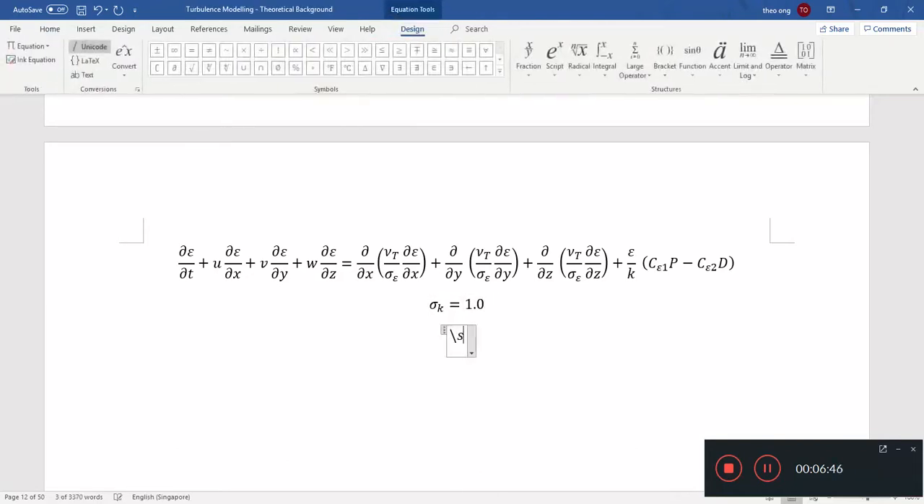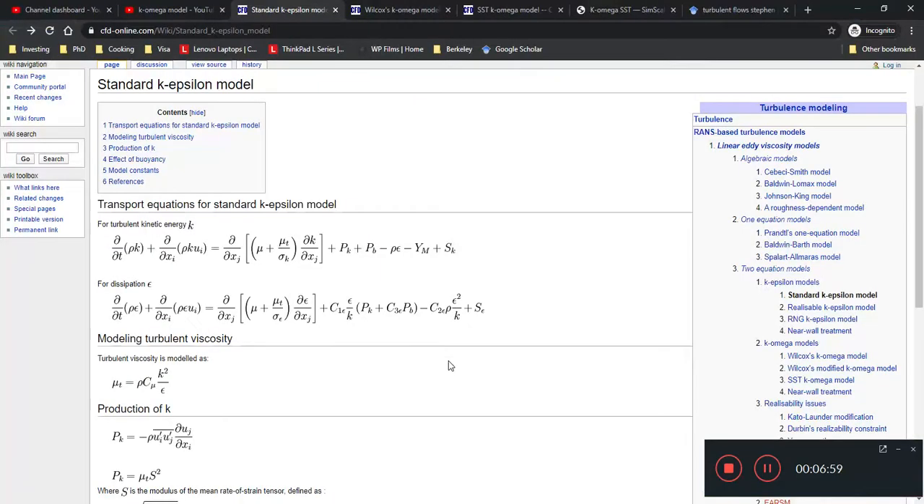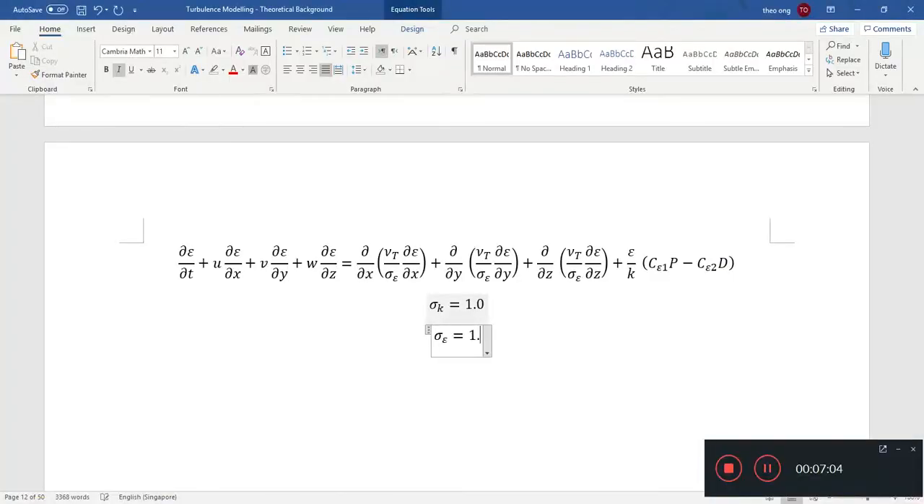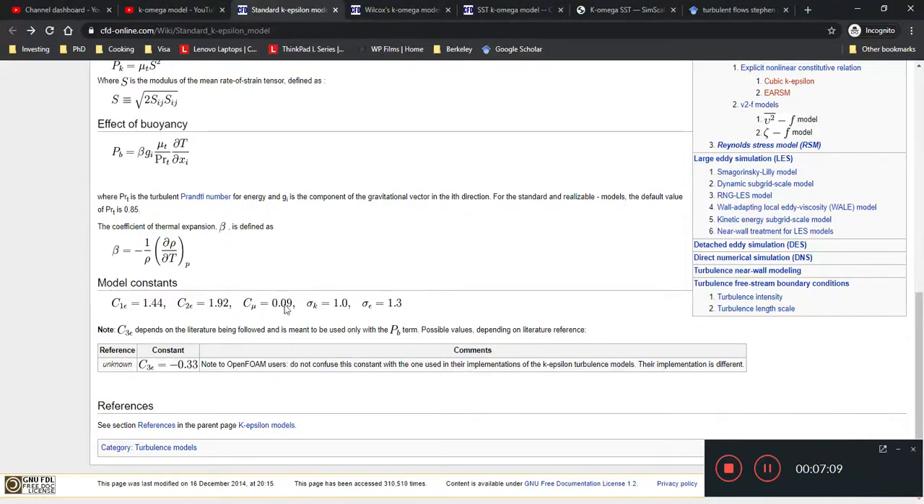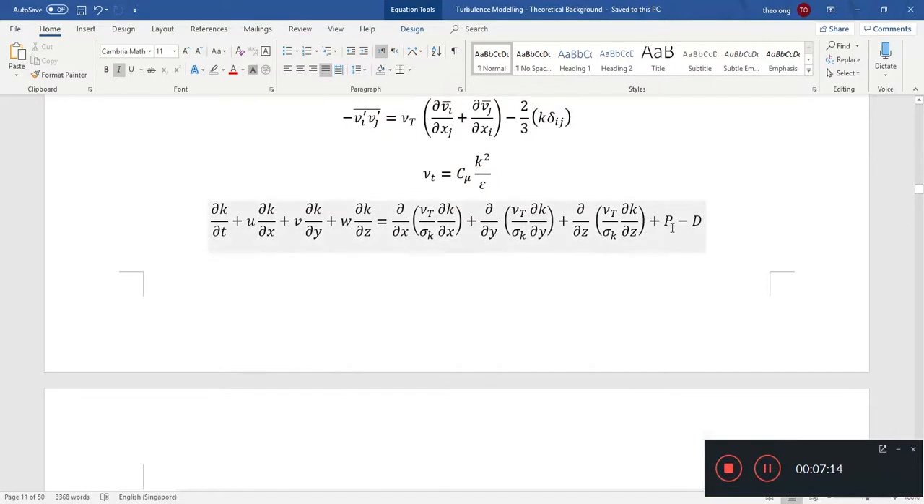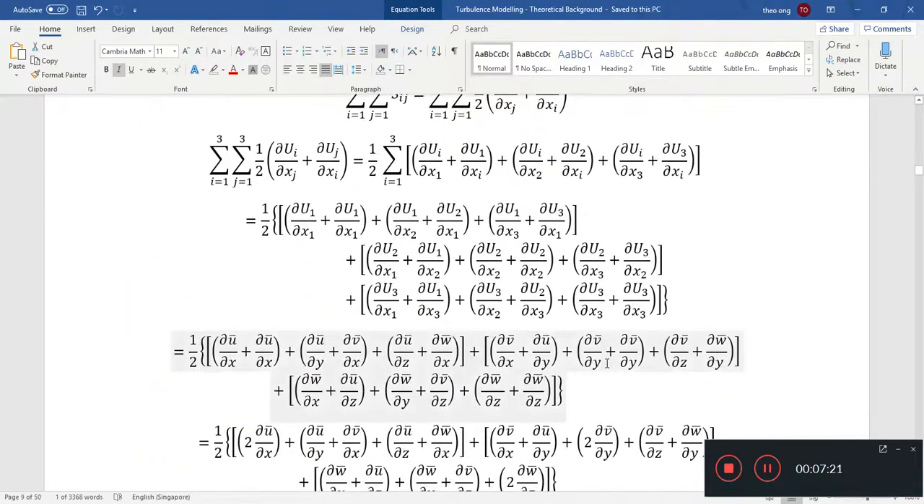Okay, sigma epsilon, which is the epsilon equivalent, sigma epsilon equals 1.3. What else? The P and D, we kind of discussed it before. These are the production and destruction terms. They were given by this.